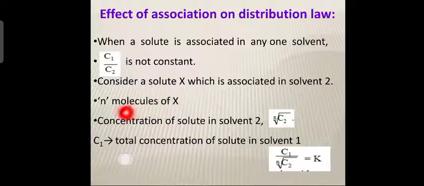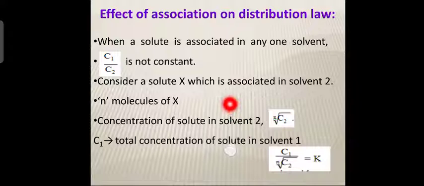Now how much association? Assume that N molecules are getting associated in solvent 2. Then the concentration in the case of solvent 2 will be equal to the nth root of C2. If it is undergoing N molecules association, then the concentration in solvent 2 will be equal to the nth root of C2.